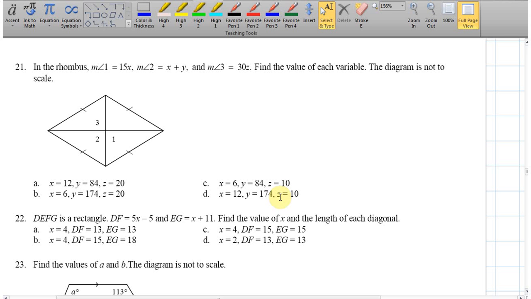Okay, people, let's continue on. This is going to be our practice test for Chapter 6, and this looks like it's going to be numbers 21 through 30 approximately. And let's get going.